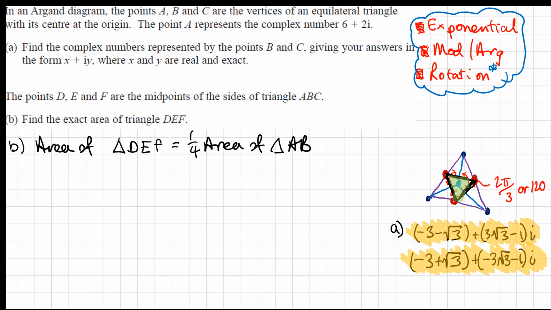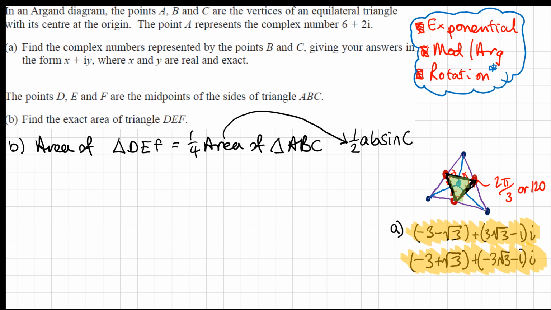ABC. And to find the area of triangle ABC, I'm going to be using half AB sine C. That's because I know this angle here is going to be 60 degrees or pi over 3. I just need to work out the length of a side, and they're all going to be the same. And I can work out the length of a side by working out the distance between two vertices by using Pythagoras. And I'm going to use these two vertices here.